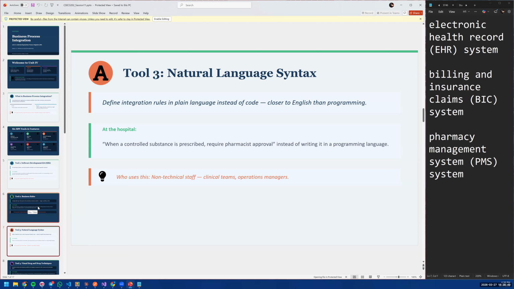This one is closely related to business rules, the previous tool, but the main difference is the interface. Business rules define logic, and the natural language syntax is just another way of expressing that logic in a human-readable format. So it's not entirely different from the previous tool. It's just another way of expressing those rules. Make sense?